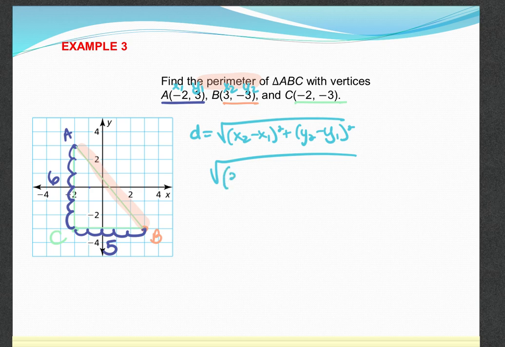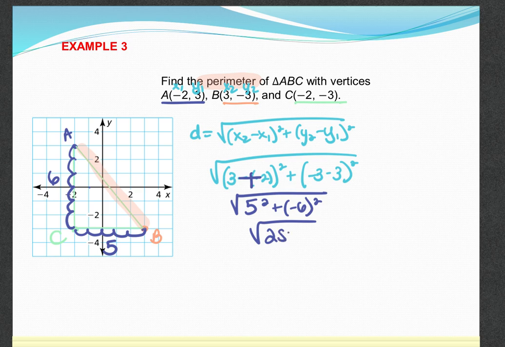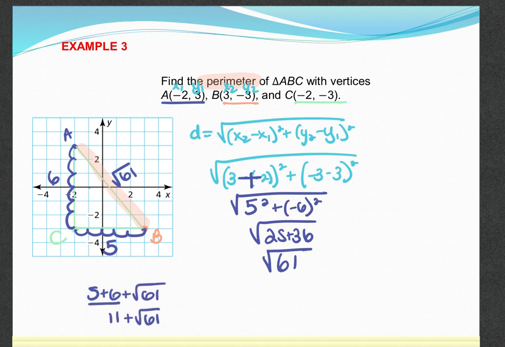I'd get the square root of (3 minus a -2) squared plus (-3 minus 3) squared. Minus a negative becomes positive, so this becomes the square root of 5 squared plus -6 squared, 25 plus 36, which is the square root of 61. So 61 underneath the square root would go there. Now, if it gave me instructions that said keep your answers exact, then I would just simply add 5 plus 6 plus square root 61, and I can combine these two, so it'd be 11 plus square root 61.